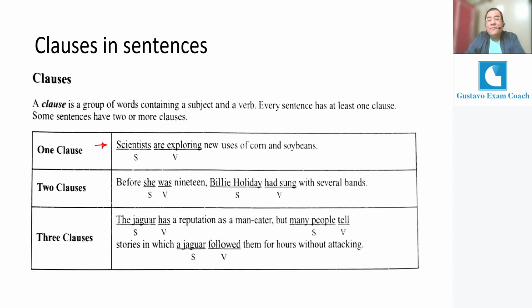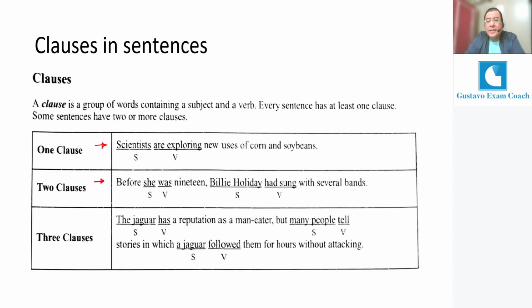So we have our subject and our conjugated verb. Of course, our verb together with the rest of the sentence, new uses of corn and soybeans, forms what we call our predicate, which is essentially the rest of what is being said about scientists, our subject. So we see that there is one clause, and this clause can stand alone as a complete sentence because it forms a complete thought or idea. Let's try another sentence example in which we can appreciate two different clauses. Take a look.